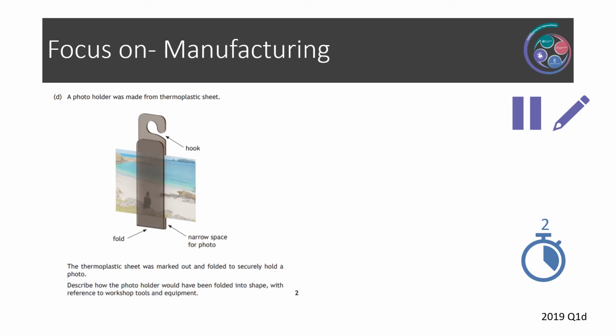Let's put your plastics knowledge into practice. This is taken from the 2019 paper, and this is question 1D. A photo holder was made from thermoplastic sheet. The thermoplastic sheet was marked out and folded to securely hold a photo. Describe how the photo holder would have been folded into shape with reference to workshop tools and equipment. This question is worth 2 marks and should take you no longer than 2 minutes. Pause the video now and answer the question.